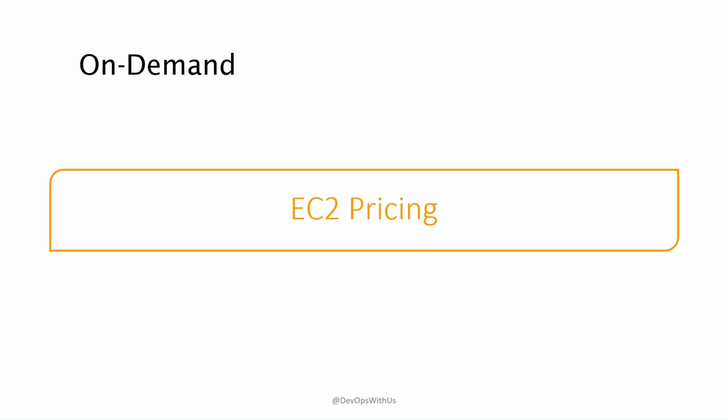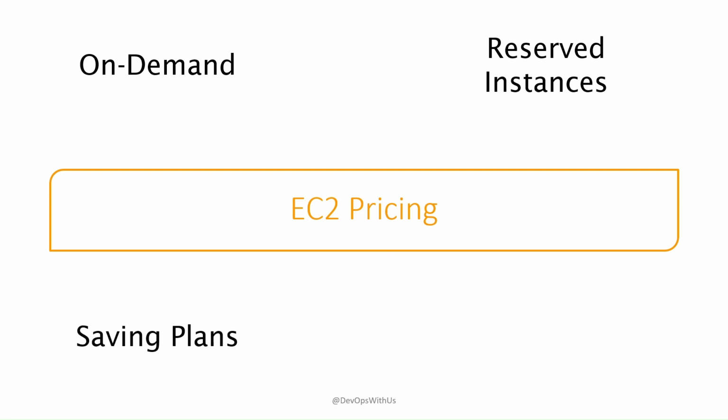Then comes reserved instances. If I know that I'll be running an instance for a long period, like 1 or 3 years, I can reserve it. This gives me a significant discount compared to on-demand pricing. Then comes Savings Plans. This is similar to reserved instances, but more flexible. I commit to a certain amount of compute usage, like dollars per hour, for a 1 or 3 year term, and I get a discount. This discount applies automatically across different instance types and even regions.